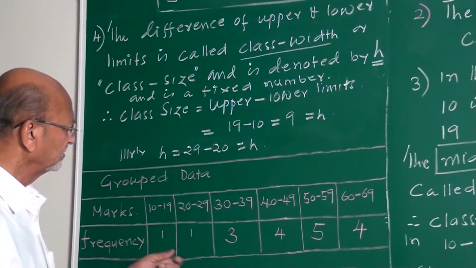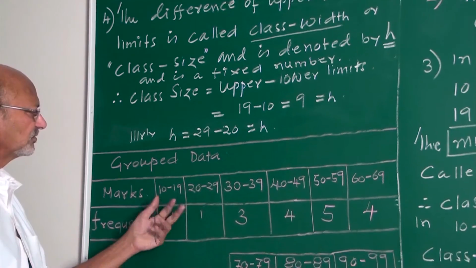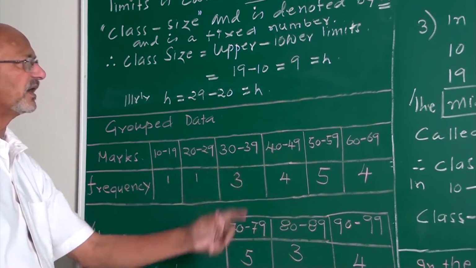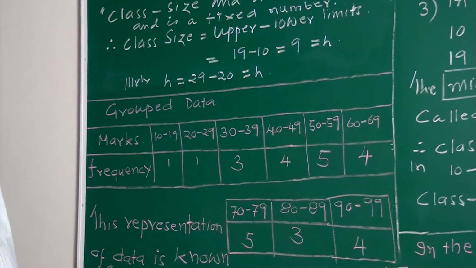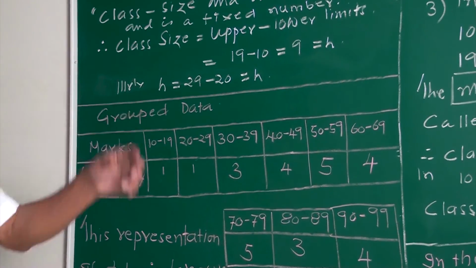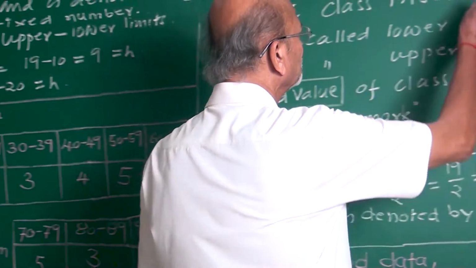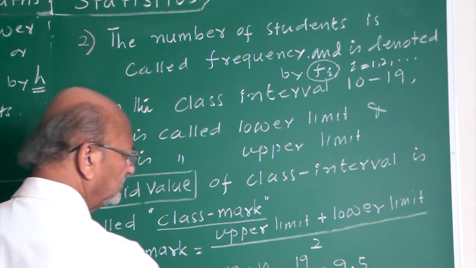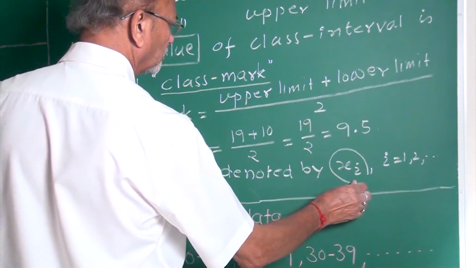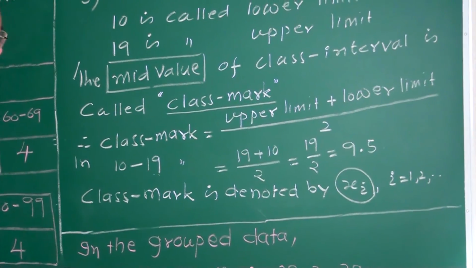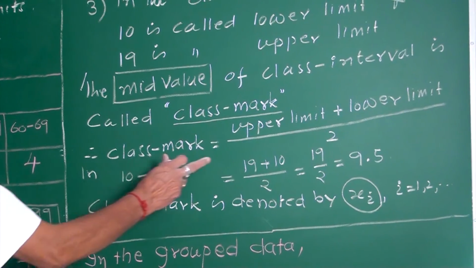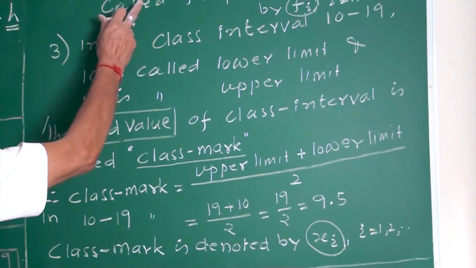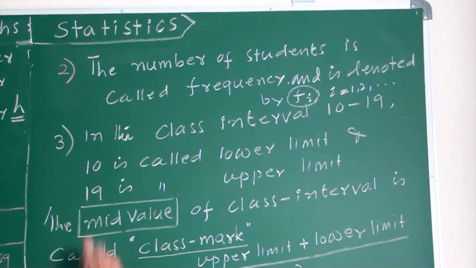And another is this second column, the number of students in this interval. These are called frequency. That frequency is denoted by fi, my friends. So fi, this is xi. These two play a very important role. What is xi? It is the class mark, add upper and lower limits divided by 2. And what is fi? It is the number of students who scored.